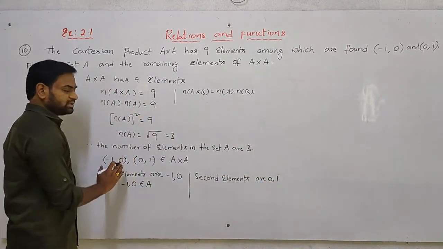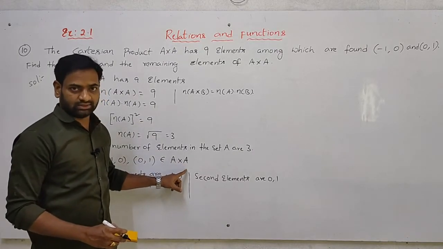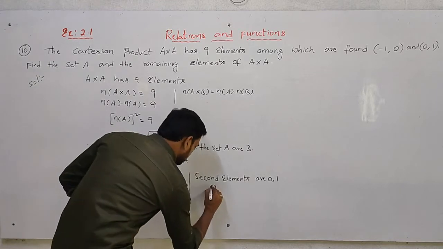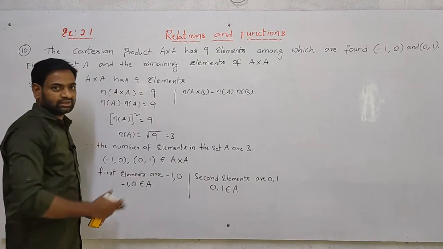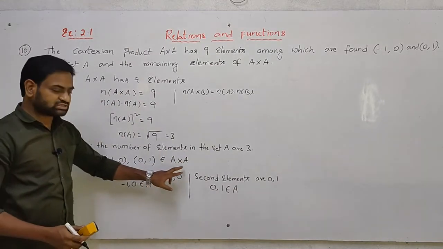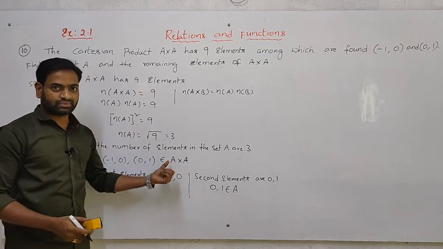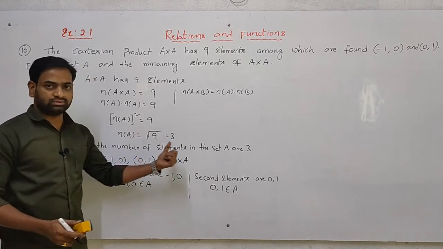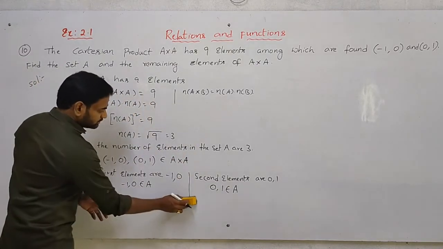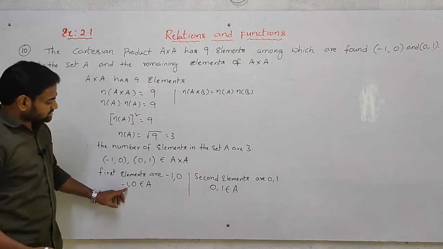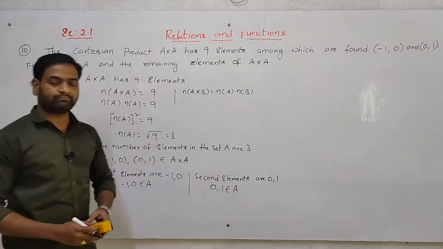Now the second elements should belong to the second set only. So 0, 1 should belong to the second set, what is the second set? Capital A. So both the sets are capital A only. Here the first elements belong to the first set, and the second elements belong to the second set. So from both, what can you write? -1, 0 belong to A. 0, 1 belong to A.